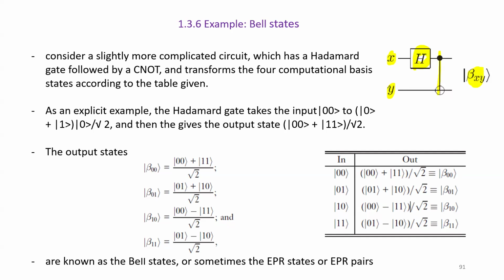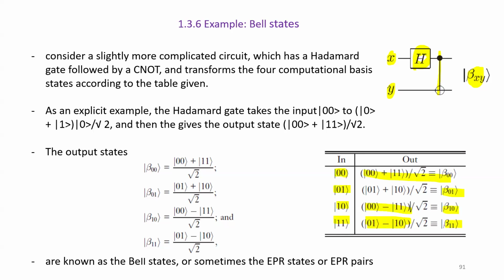For instance, this table is giving us all the possibilities. If you put X as 0 and Y as 0, you can end up with this Bell state. We call it beta 0, 0. And if you feed it with 0, 1, you get beta 0, 1. If you feed it with 1, 0, you get beta 1, 0. If you feed it with 1, 1, you get beta 1, 1, which looks like that.